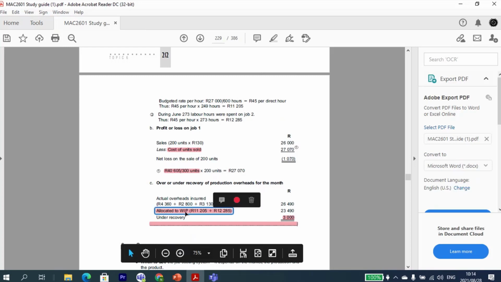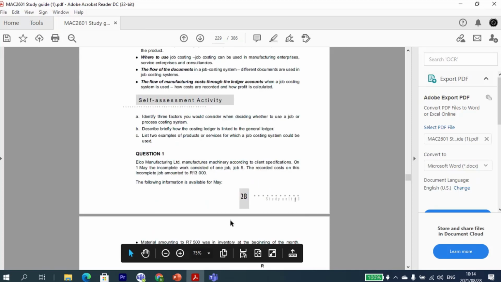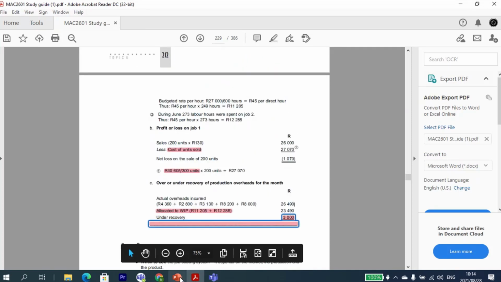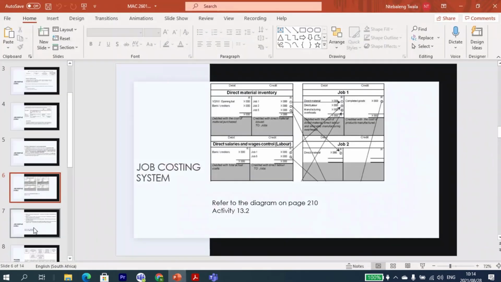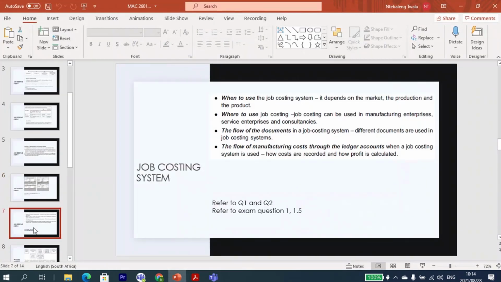Why? Because what we estimated is lower than what actually was expensed for that specific month. Hence, there's an under recover. Okay. I would say that it wasn't that much of a difficult question, but it was illustrating to us how to think. You still apply the principles from the previous units that we've covered.